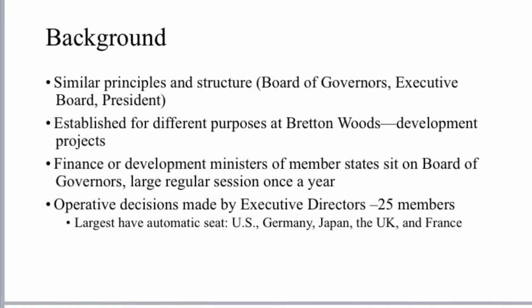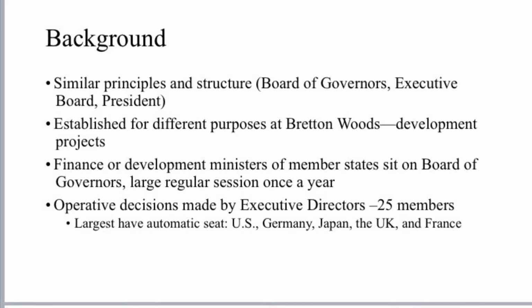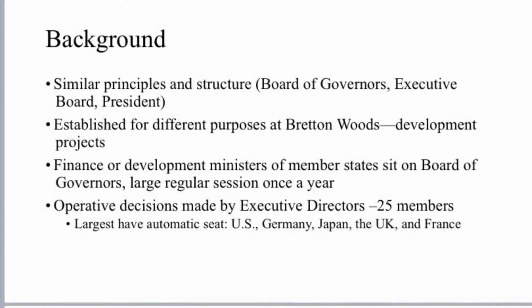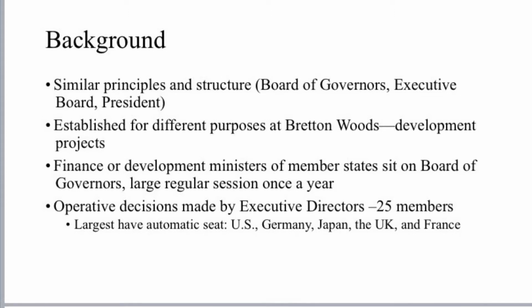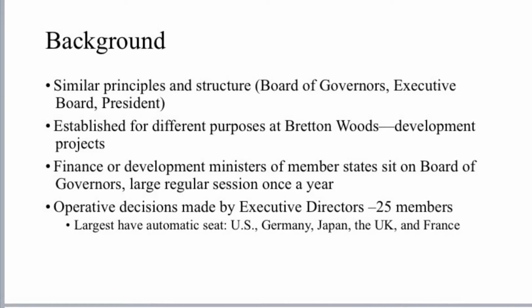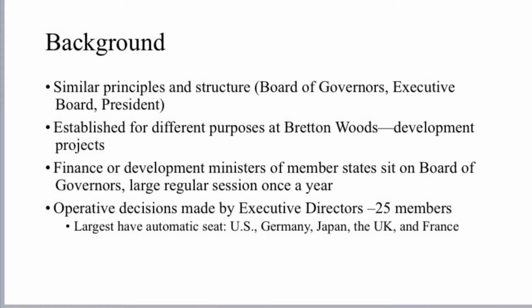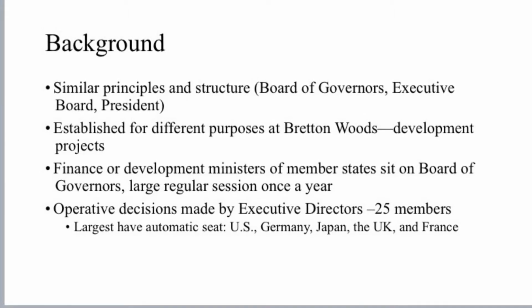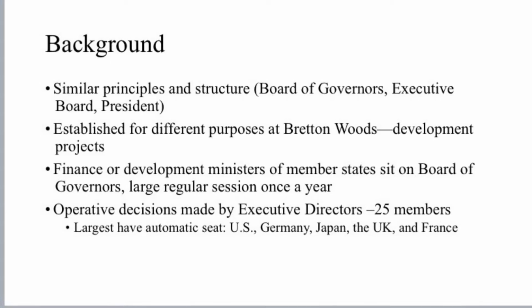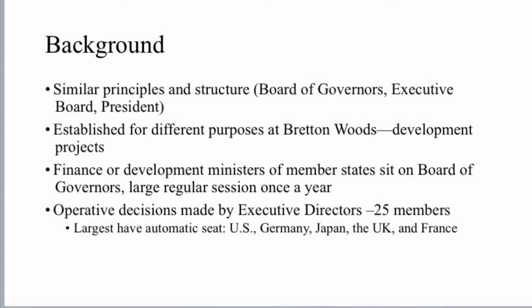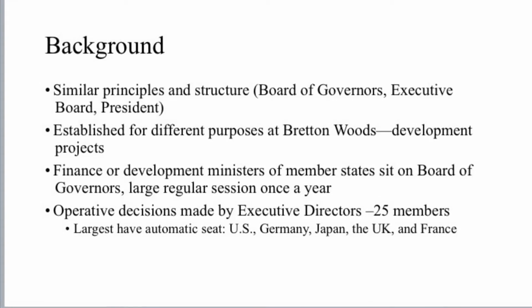In between these formal meetings, the operative decisions on loan and other financing, as well as interpreting the articles of agreement and setting bank policies, are made by a body known as the Executive Directors. This is a body of 25 members. The 5 largest shareholders in the bank each have an automatic seat. They are the United States, Germany, Japan, the United Kingdom, and France.